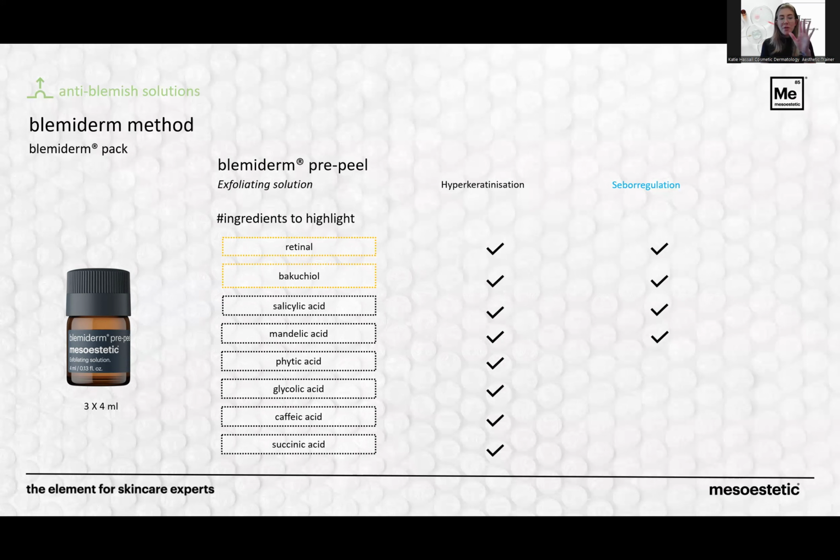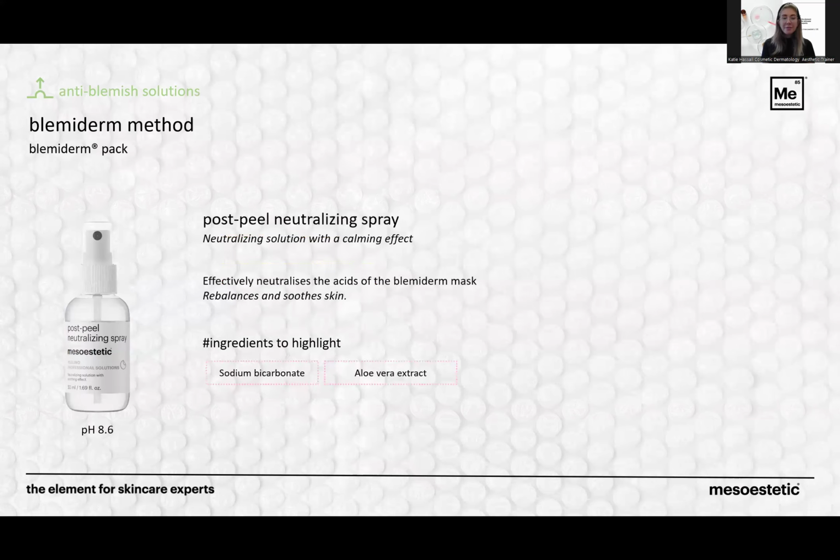So we'll go through the protocol, but this stays on the skin for 5 minutes, and you would apply it with small rough gauze. No pressure, just get it on. Leave it for 5 minutes, thoroughly remove it, okay? And then we have the post-peel neutralizing spray. Now, this is just sodium bicarbonate and aloe vera. You don't have to use this after the pre-peel, but if you feel it's necessary because of the stimulation, you can neutralize that pre-peel once you've removed it.